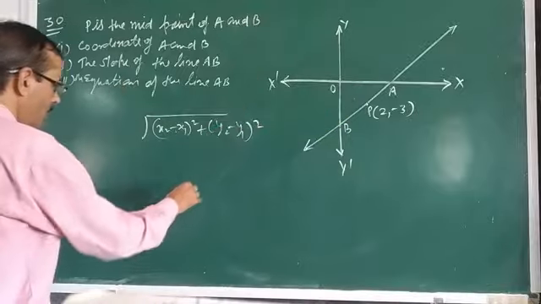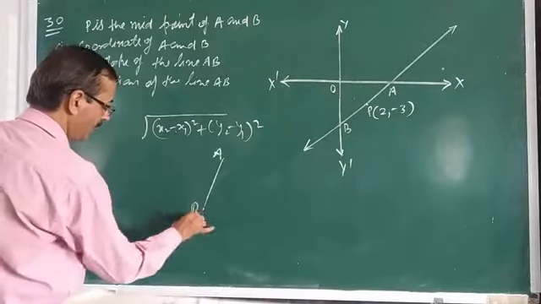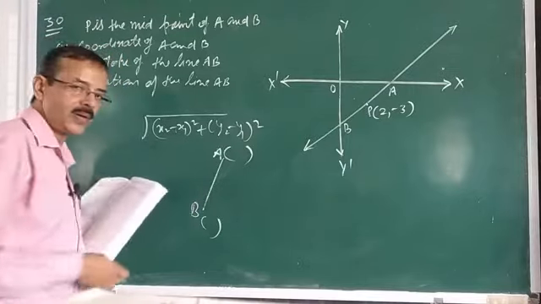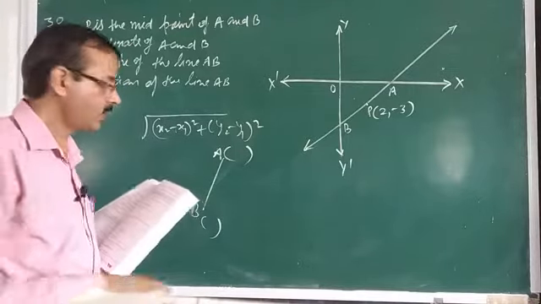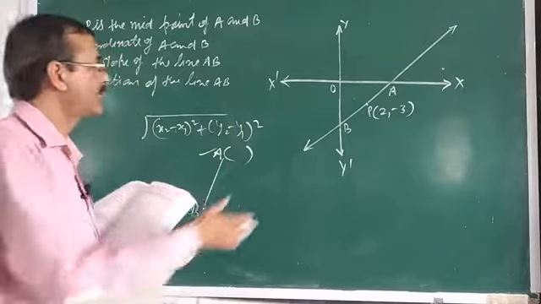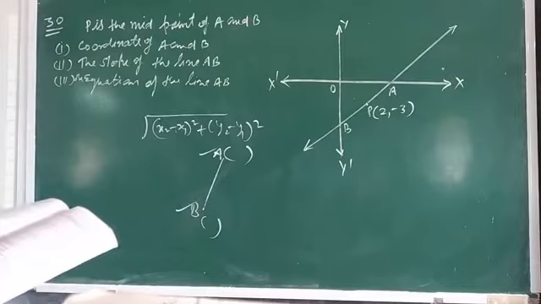Then third, it asks for the equation of side AB of the parallelogram ABCD. It demands the equation of AB, where A point and B point are given. So by using these 2 points, you can find the equation of a straight line passing through point A and point B, as I did in the previous question. Right? So let's see question number 30. Good question.